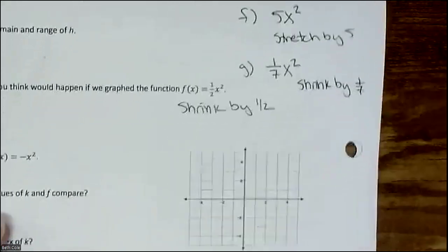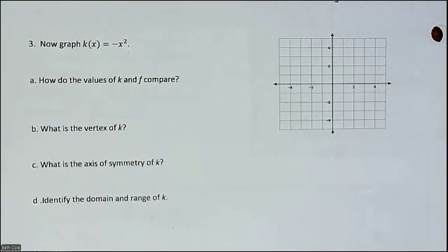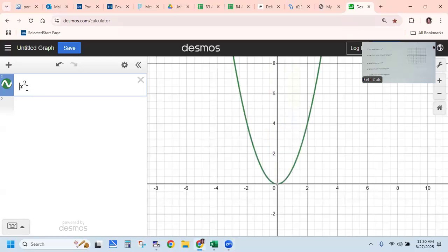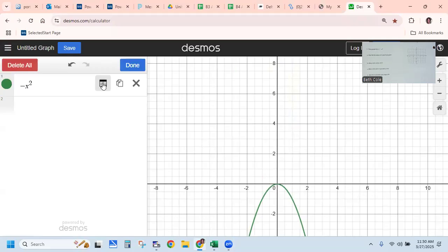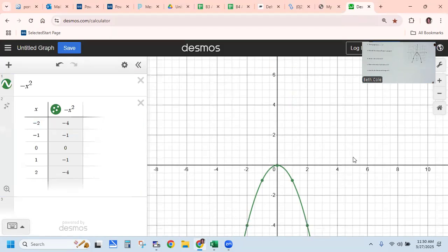All right, last one. Now we're going to graph -x squared. So look up here. I'm going to type in -x squared, gear table. I would like you to plot those points. You've got -2, -4, and so on and so forth. I'm not going to read them all to you because you can read. Plus means up, minus means down. We're going to summarize it all in a second. You got up and down, you got stretch and shrink, and then this is the last one. What do you notice happened to this graph?